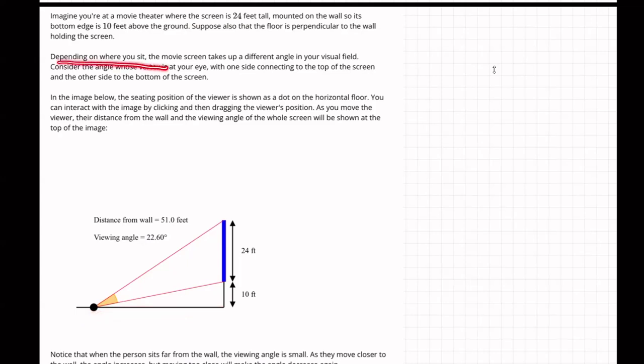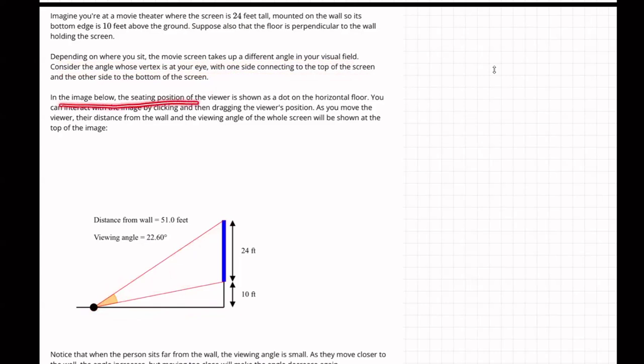All right, depending on where you sit, the movie screen takes up a different angle in your visual field. Consider the angle whose vertex is at your eye, with one side connecting to the top of the screen and the other side to the bottom, right? So this is your eyeball. It's going to the top of the screen and the bottom. This is your viewing angle.